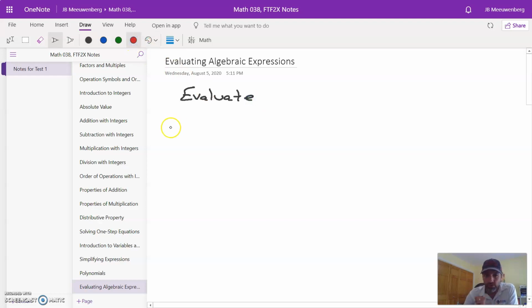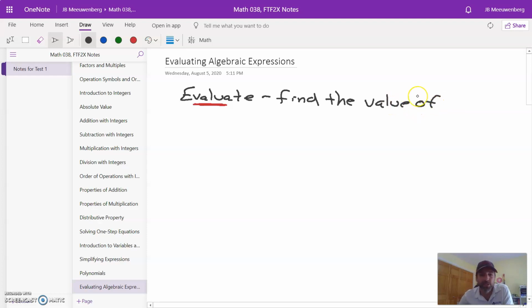And if you recall, I said before, it has this word value right in the middle of it. Evaluate means find the value of. These should have numerical answers. These are the ones you like, where you can just stick 48 or 12, negative 17 down in that line. Evaluate means find the value of.